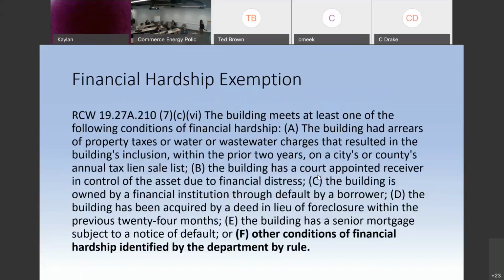Convenient. Okay, so here's the definition of financial hardship exemption. So it's got to meet one of those following conditions of financial hardship. Greg talked about that this morning, and this is the area that we really want to have some discussion about and get input from you all. Other conditions of financial hardship identified by the department by rule. What would you like us to think about with that? What would you like to capture?